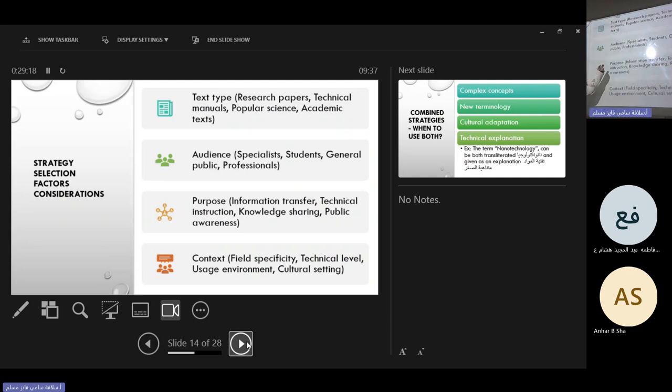Okay? Is it about the purpose? Okay, when I choose between both translations, is it for information transfer? Is it for technical instruction? Is it for knowledge sharing? يعني this will be more technical and more advanced than when I use this, or public awareness. I need to use less professional words, for example, words that the public can understand.